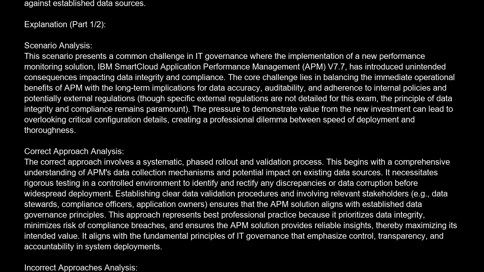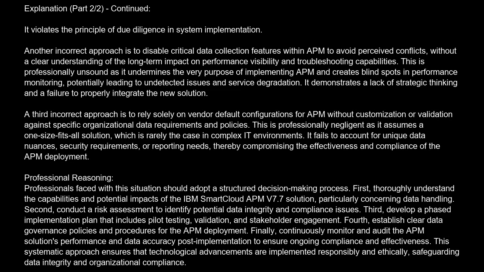Incorrect approaches analysis. One incorrect approach involves proceeding with a full-scale deployment of APM without adequate pre-implementation testing or validation of its data collection and aggregation processes. This is professionally unacceptable because it risks widespread data corruption or misrepresentation, potentially leading to flawed business decisions, audit failures, and reputational damage. It violates the principle of due diligence in system implementation.